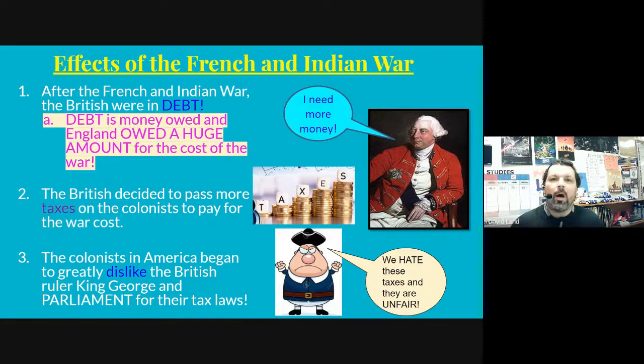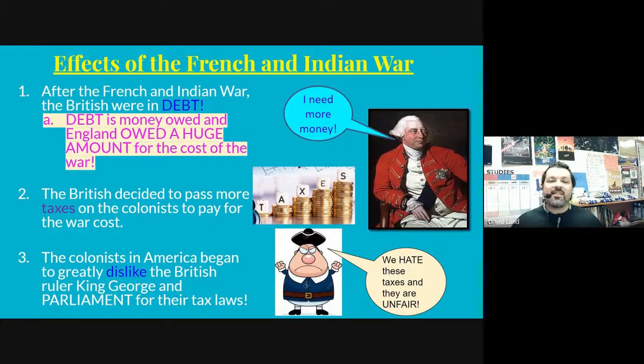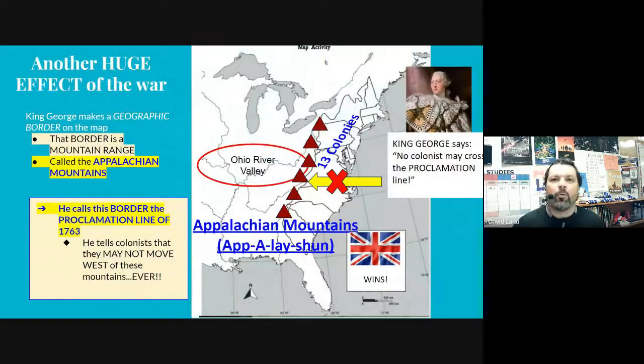So you are going to pay me for the cost of the war because I got you all that Ohio River Valley. And of course, the colonists at this point are starting to grumble and be like, well, that's not cool. We're poor. We don't have any money. And the king's like, I don't care. You're paying the tax. So this leads the king to make a rule, a law. This one's a biggie. Pause it if you need to on your sheet.